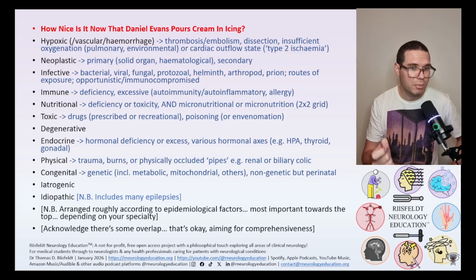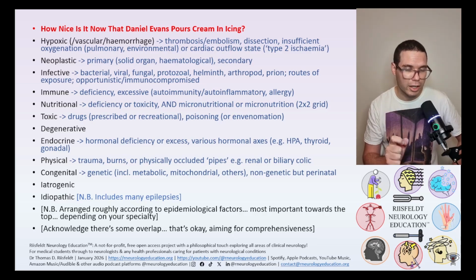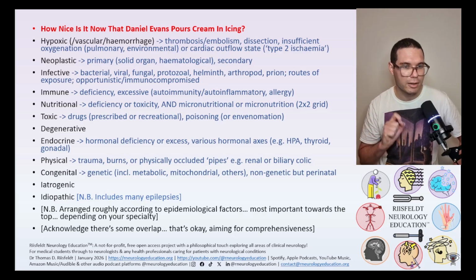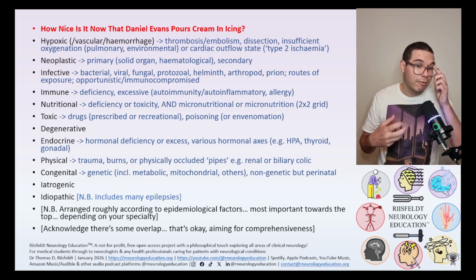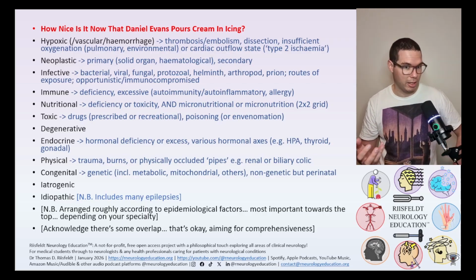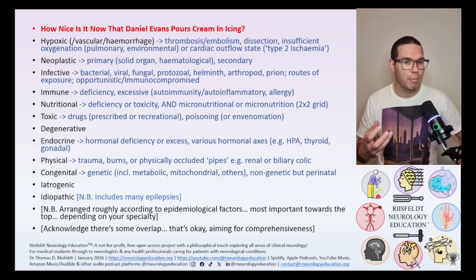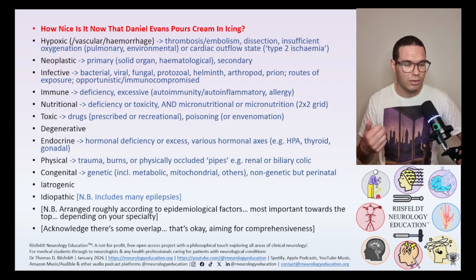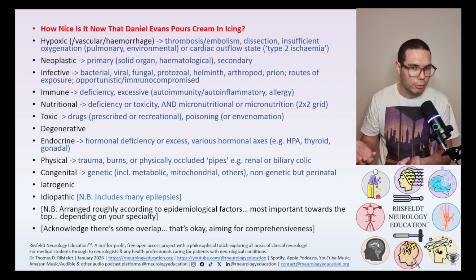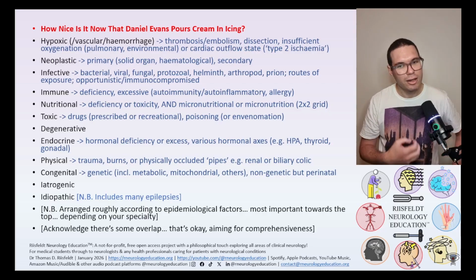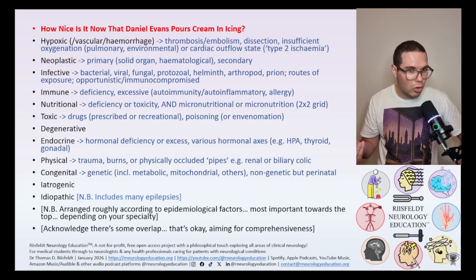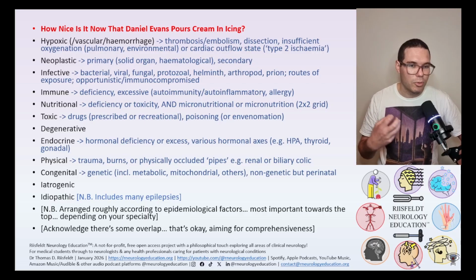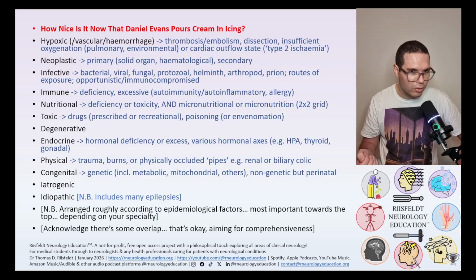Then neoplastic, so that of course can be broken down into primary and secondary. And then primary can be further broken down into solid organ and hematological malignancies. Then infective, there's a few ways you can think about this. So I like to think about the pathogen types. So there's 7 of them: bacterial, viral, fungal, protozoal, helminthic, arthropod, and prion. You can also think about different routes of exposure, and you can also think about opportunistic infections in the context of immunocompromised hosts.